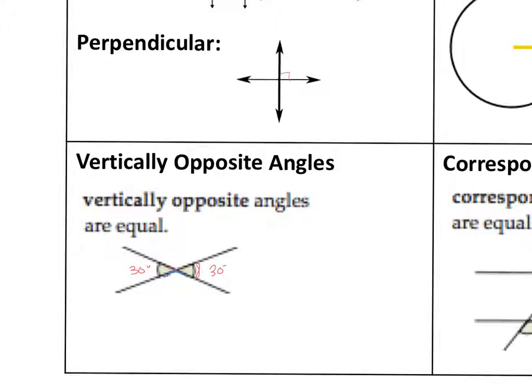This part right here is vertically opposite of this part. So if this is 150 degrees, so will the opposite. And just for your information, if you look at the straight line here, this part of the straight line is 30 degrees. This part of the straight line is 150 degrees. Together, it adds up to 180 degrees.